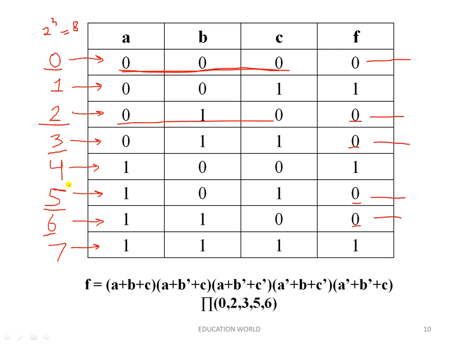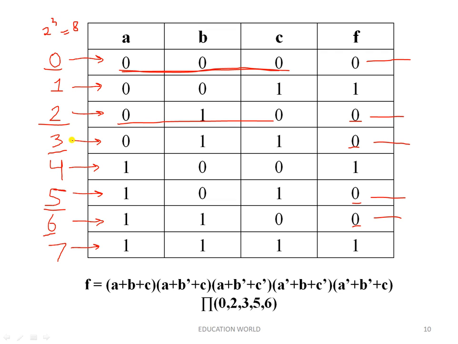The explanation of this binary to decimal equivalent is explained in the previous video, the canonical sum of product video. Please see that video and then come to this video.